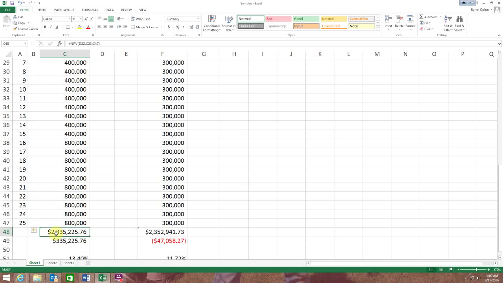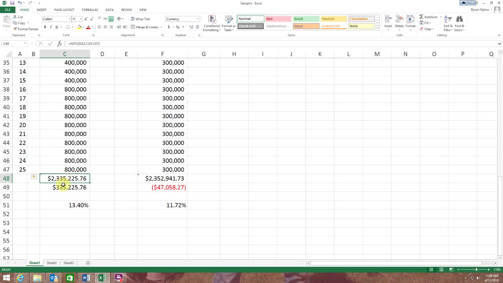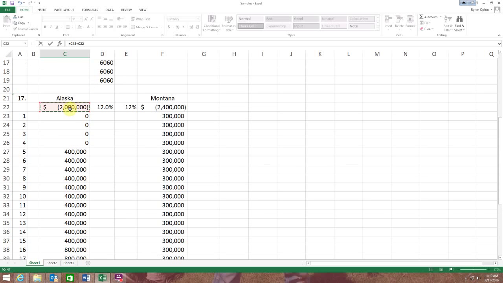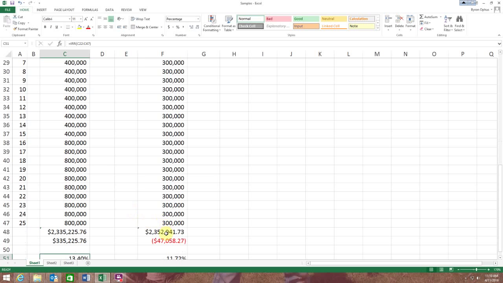But I end up with 2.335 million, which does exceed my investment of 2 million, by this much, and that I'd calculate simply by saying this plus my negative number here. And if I did an IRR, it would actually come out to 13.4%.